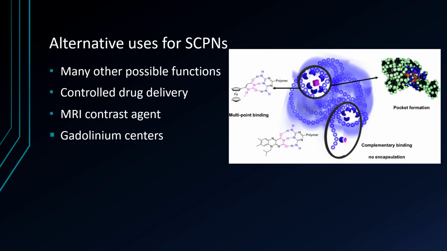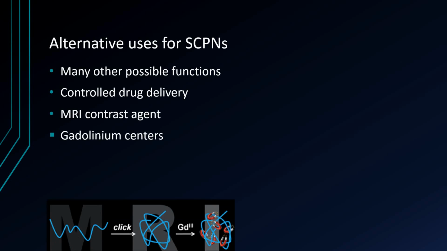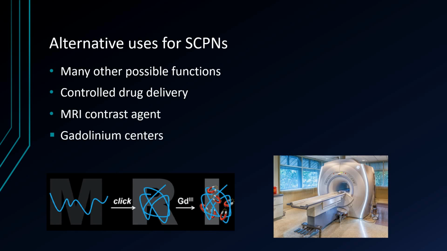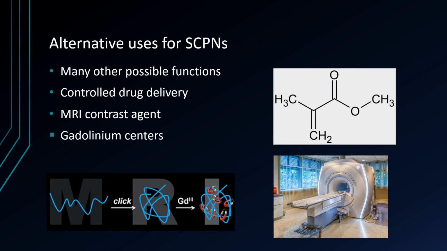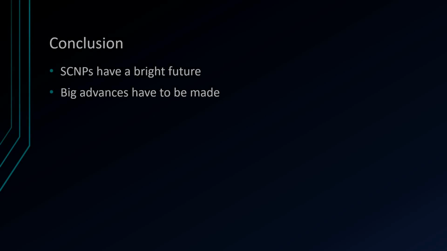They can be used to encapsulate drugs to facilitate controlled drug delivery, and also as a contrast agent in magnetic resonance imaging. Because of its potentially small size, it can be renally cleared and thus can't do any long-term harm. For this to work, gadolinium centers have to be present in the particle. This can be achieved by changing the methyl group of MMA to an azide group to enable the azide cross-linking.